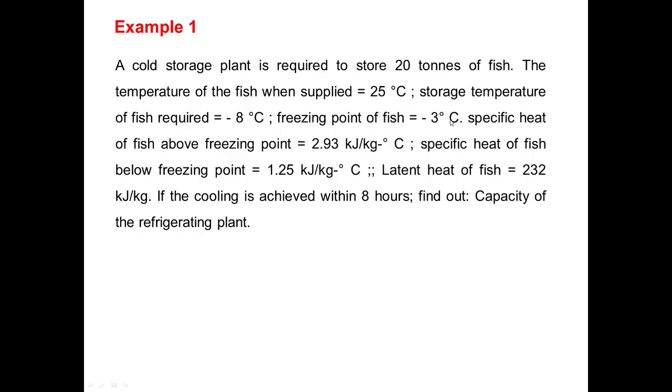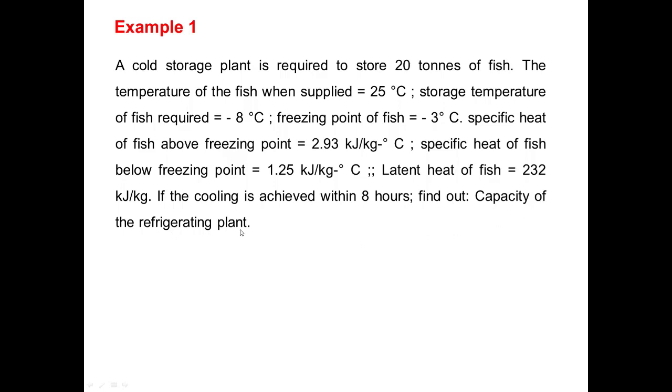However, the freezing point of the fish is minus 3 degrees centigrade, and the specific heat, as you know, changes with the temperature. So the specific heat above the freezing point is 2.93 kilojoule per kg per degree C, whereas the specific heat of the fish below the freezing point is 1.25 kilojoule per kg per degree C, and the latent heat of the fish is 232 kilojoule per kg. Now you want to achieve the required cooling from 25 degrees C to minus 8 degrees centigrade within 8 hours. So what should be the capacity of the refrigerating plant?